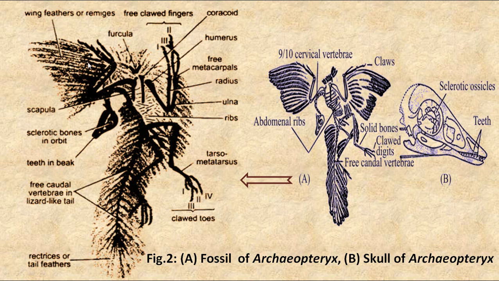Whereas the avian characteristics shown by Archaeopteryx are the forearms are modified into wings having feathers all over the body, presence of V-shaped furcula, the hind limb having four digits as well as tarsometatarsus, presence of rectrices or tail feathers, jaw elongated into a beak, presence of weak scapula.